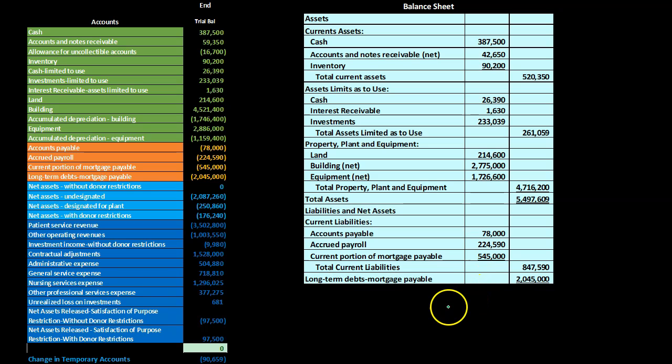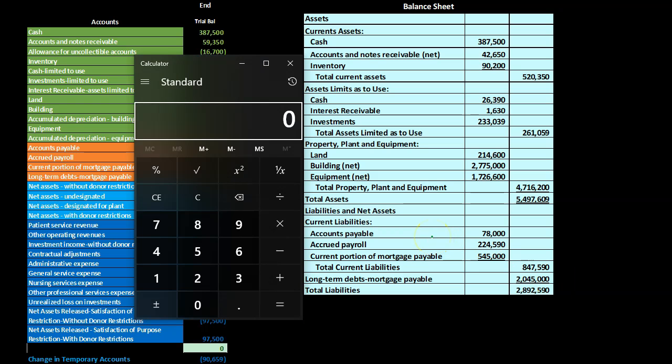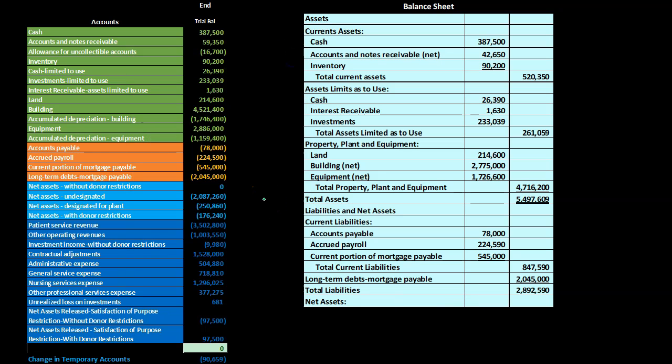Then we're going to have the long-term debt for the payable. We're just going to break that out in one line. We're not going to have a subcategory saying long-term liabilities when there's only one of them. We're just simply going to put the long-term debt there, in the outer column, because there is no subcategorization. And then we're going to have the total liabilities, which is just going to be the sum of the 847,590 and the 204,500, giving us 2,892,590.